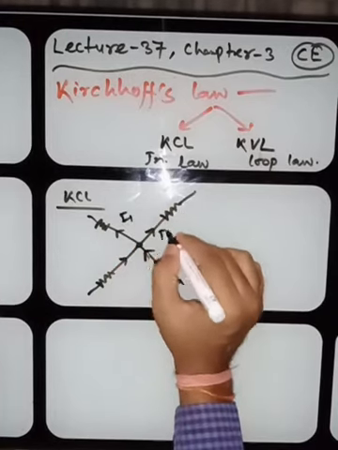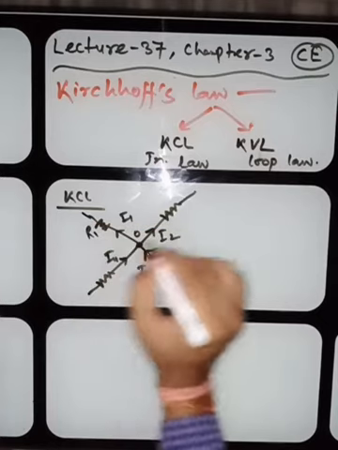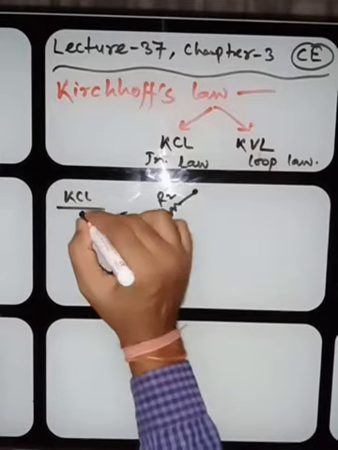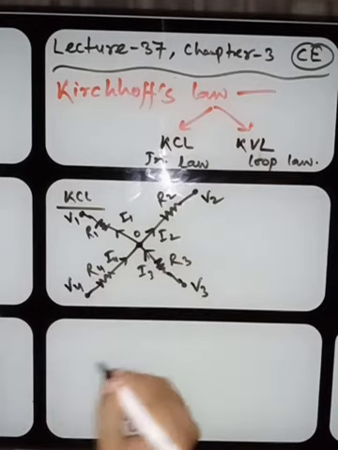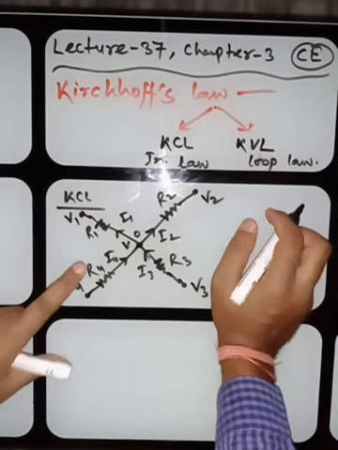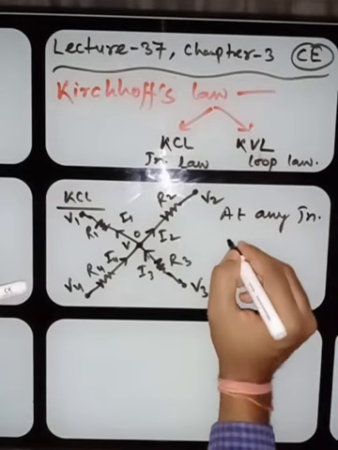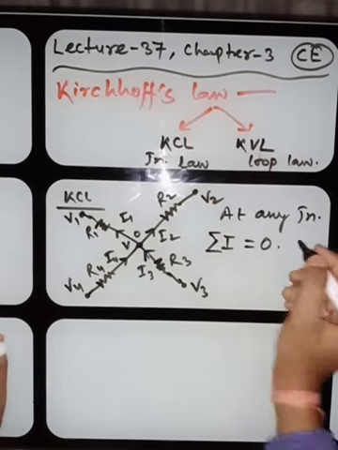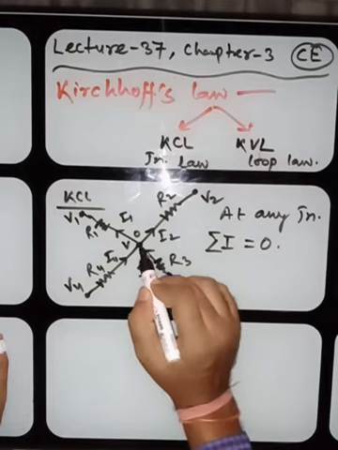Suppose the currents are I1, I2, I3, I4, and this is the junction O, with resistors R1, R2, R3, R4. Let the potentials at these points be V1, V2, V3, and V4, and this point O is maintained at potential V. According to this law, the total current at any junction, the net sum of the currents, must be equal to zero, taking the proper sign, positive or negative. If outgoing current is taken as positive, then incoming current coming to the junction you will consider as negative.